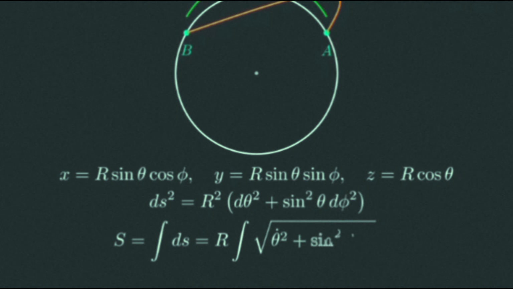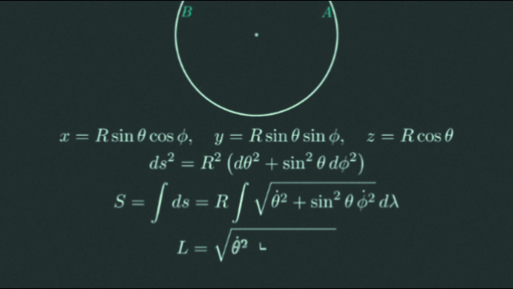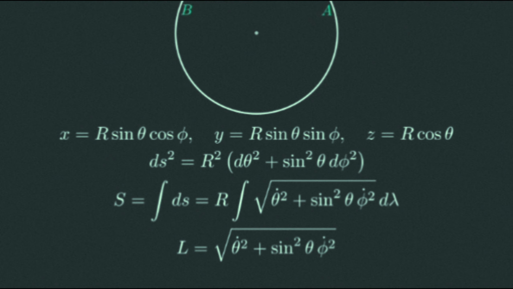The path length s is the integral of ds. Using a parameter lambda, we get s equals r times the integral of the square root of theta dot squared plus sine squared theta phi dot squared d lambda. The Lagrangian is the square root expression. Because the Lagrangian does not explicitly depend on phi, its conjugate momentum is conserved.